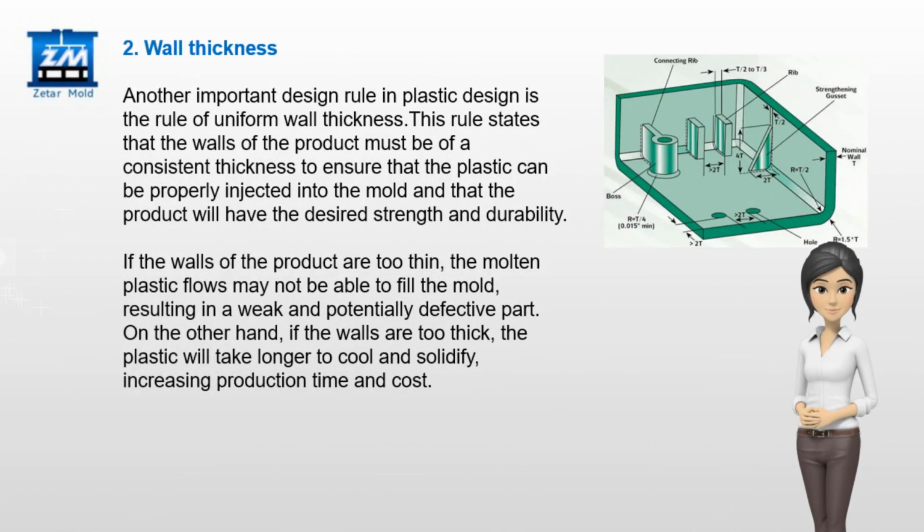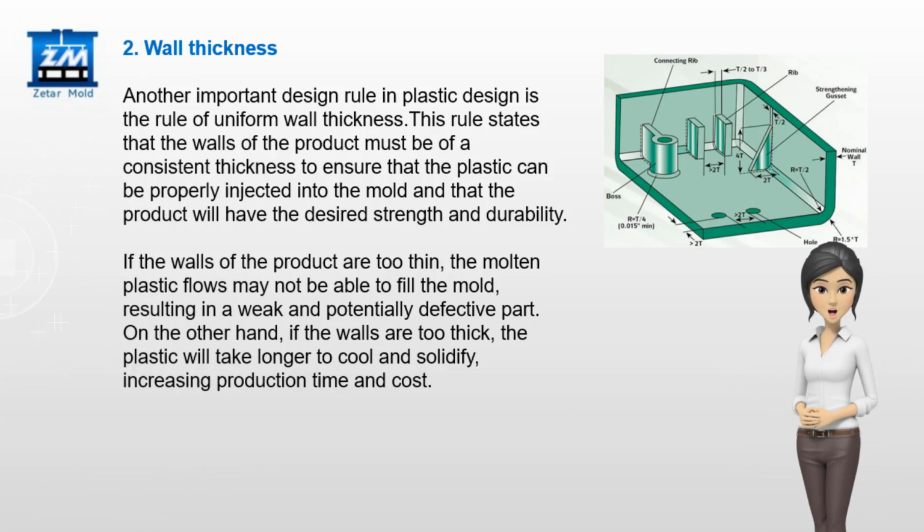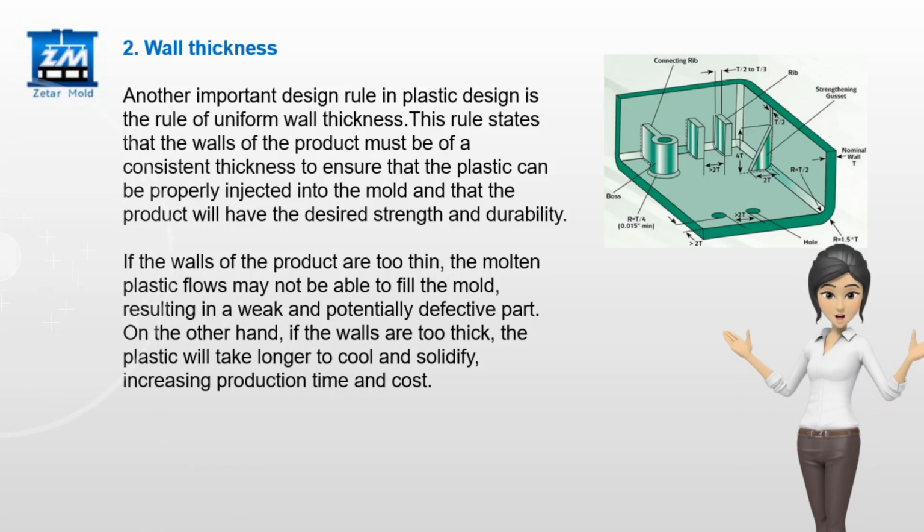Wall thickness. Another important design rule in plastic design is the rule of uniform wall thickness. This rule states that the walls of the product must be of a consistent thickness to ensure that the plastic can be properly injected into the mold and that the product will have the desired strength and durability.